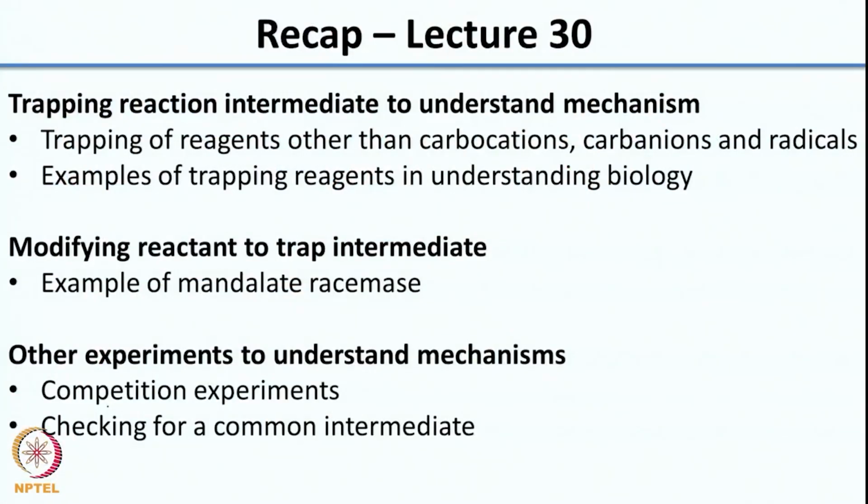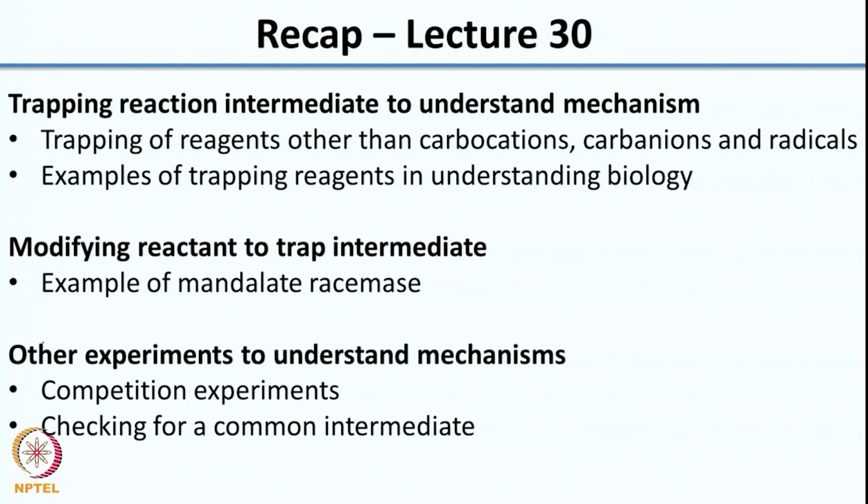So, welcome back. In the last class we had looked at how you can trap intermediates other than carbocations, carbanions and radicals using suitable trapping agents. We looked at the example of the benzyne intermediate and how you can trap that using the Diels-Alder reaction. We had also seen how trapping reagents can be used to understand biology. Then a slight modification we had seen is how you can modify the reactant to trap a particular intermediate.